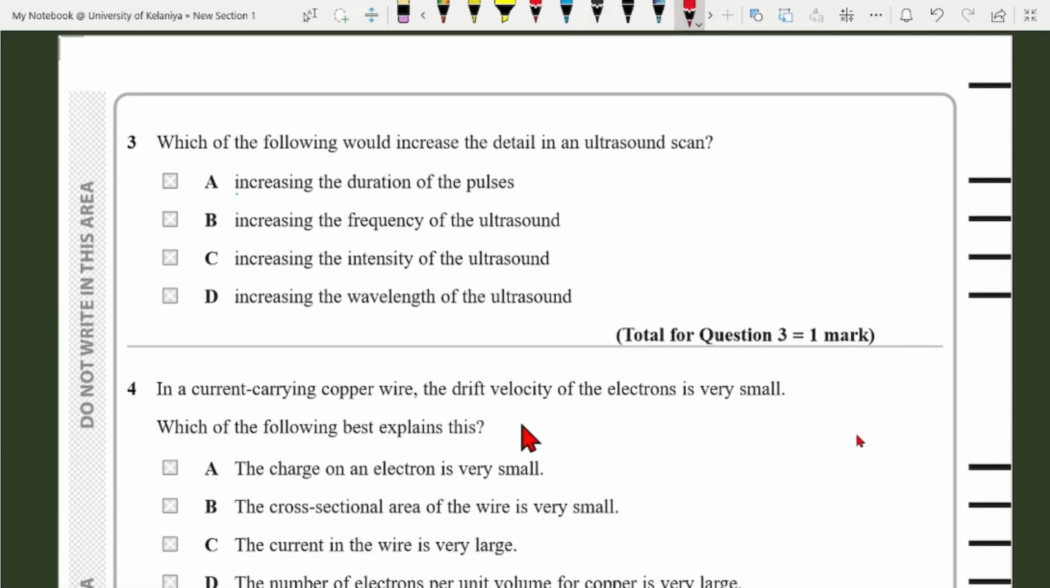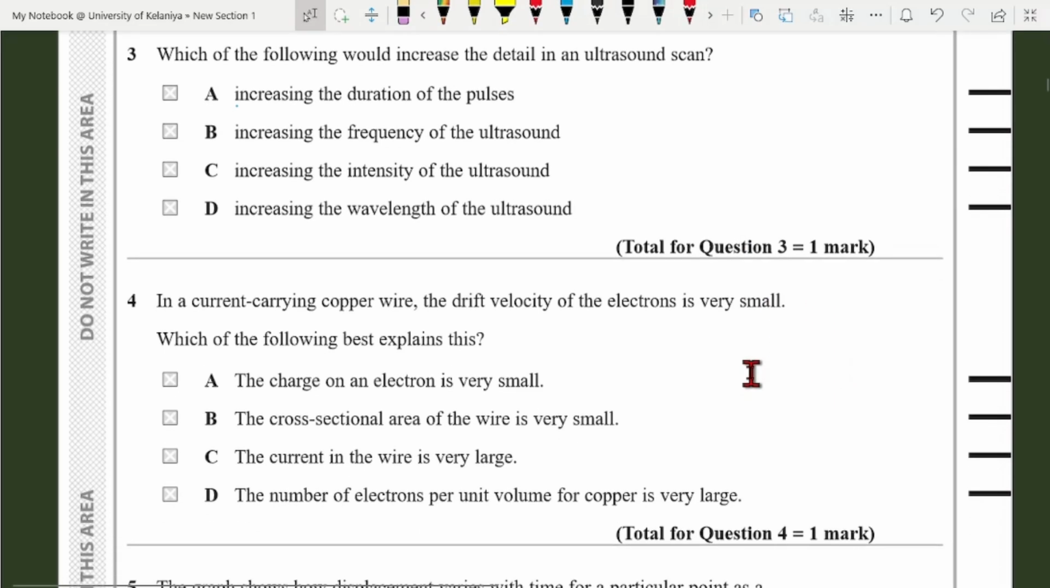Here in the third one: which of the following would increase the detail in an ultrasound scan? In the first one they say increasing the duration of the pulses. Don't misunderstand this one. What is the meaning of the duration of the pulses?